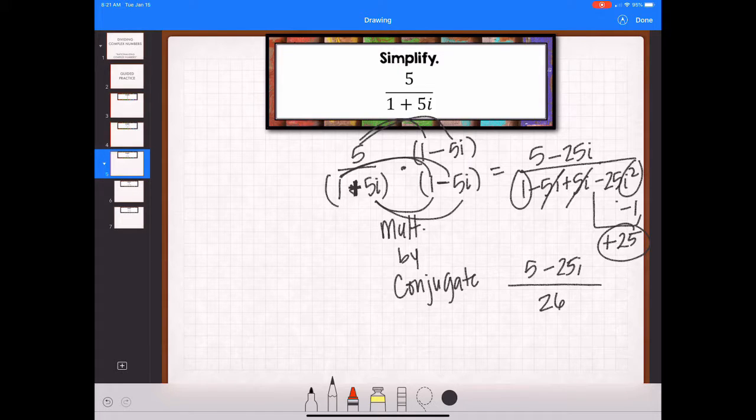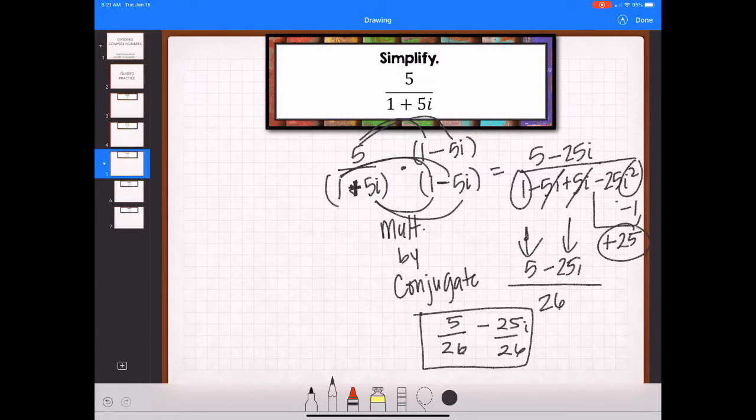Again, because there's 2 parts to my numerator, here and here, I'm going to have to split that fraction to simplify it more. So I have 5 over 26, and I have -25i over 26. And you'll notice for this particular example, both fractions are already simplified, can't simplify it more, so this is the final expression.